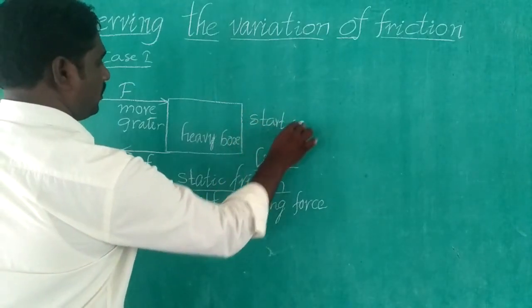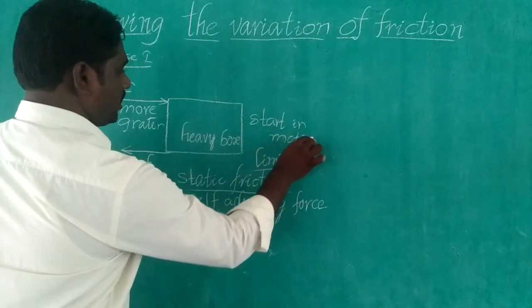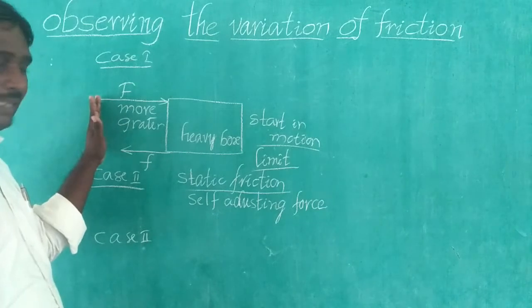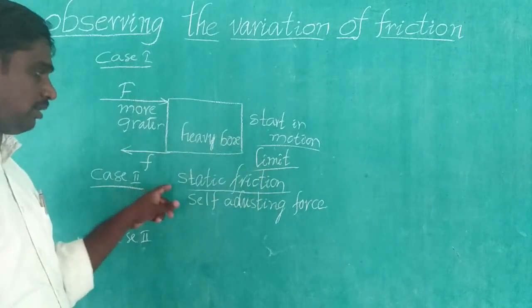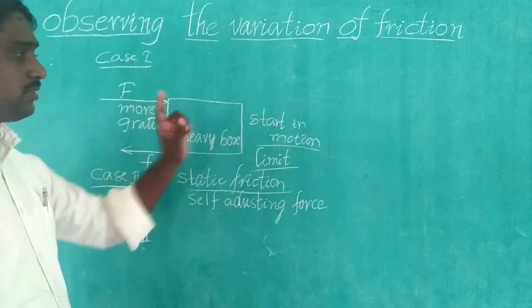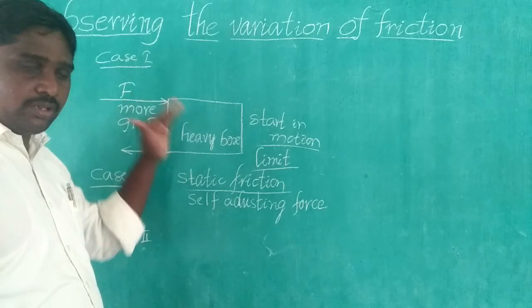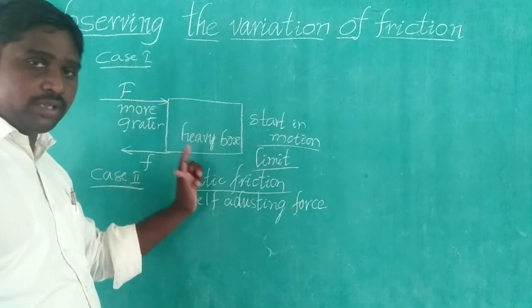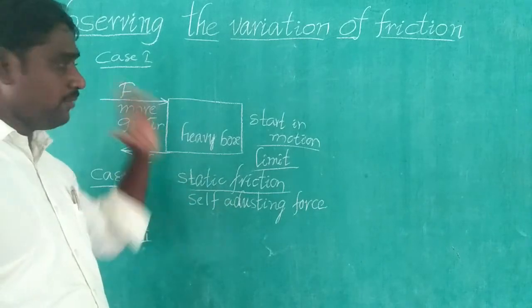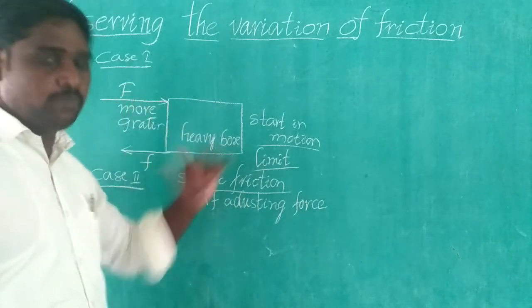Okay, the heavy box starts in motion when the force we apply overcomes the limit of static friction. At that time the heavy box starts in motion. Okay, students, if any body is to come into motion, it must overcome the limit of static friction.